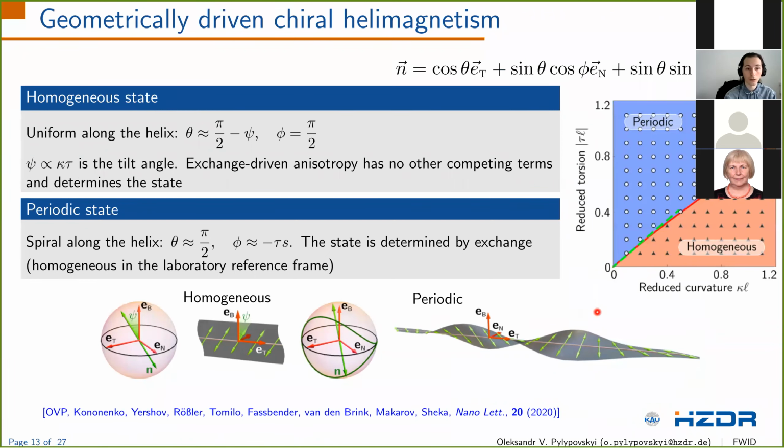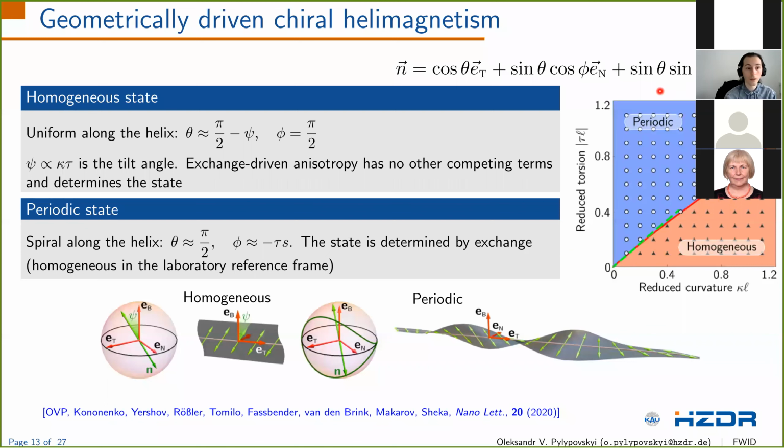Depending on the curvature and torsion, there are two possible ground states here. The first one is a homogeneous Néel texture along the helix. Here the green Néel vectors are in the plane which is determined by the tangential and normal vectors. The in-plane direction is determined by the geometry-driven easy-axis anisotropy. It's important to note that the considered system has no other easy axis of anisotropy. This is different from ferromagnets, where the exchange-driven anisotropic terms should compete with the shape anisotropy, which is much stronger.